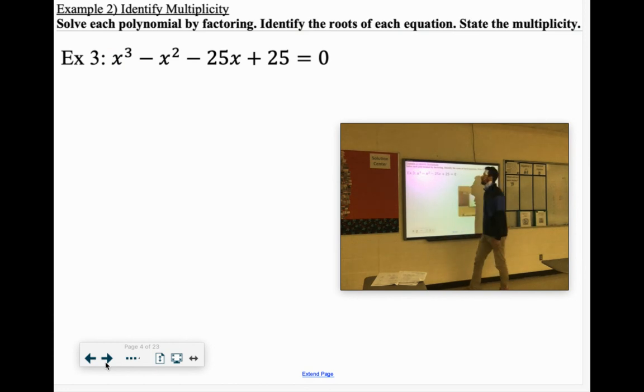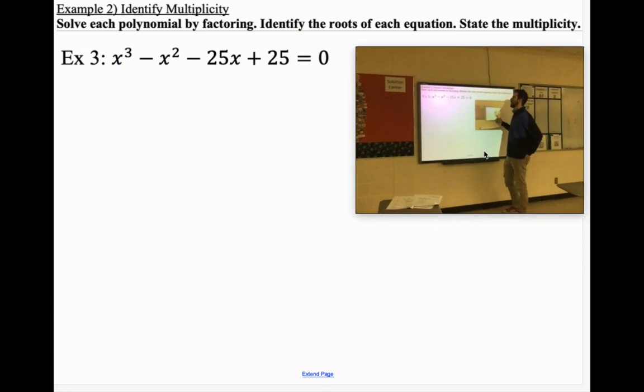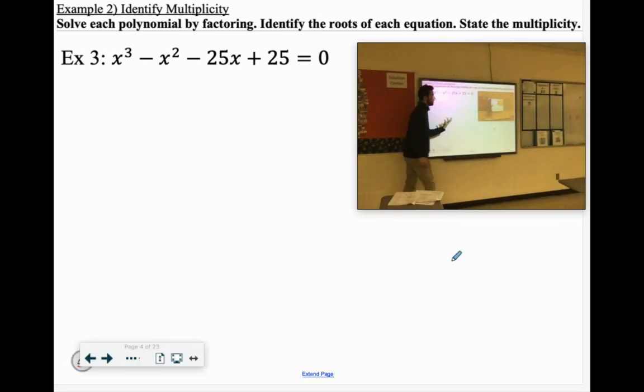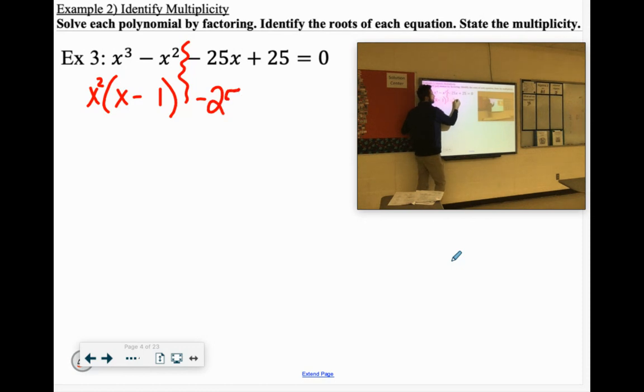So look at example 3 here. x cubed minus x squared minus 25x plus 25 equals 0. So if we factor this, let's check if we can factor by grouping. The greatest common factor on the left side is x squared. We're left with x minus 1. Over here, my greatest common factor is -25. We are left with x minus 1.